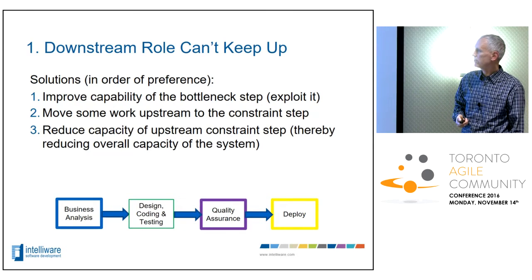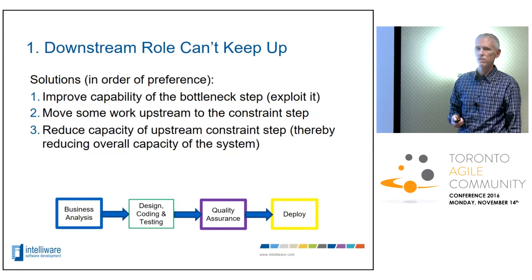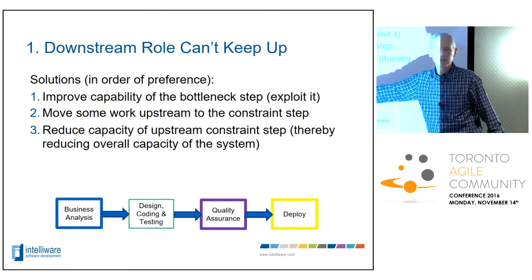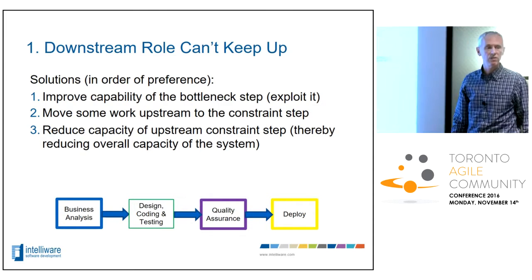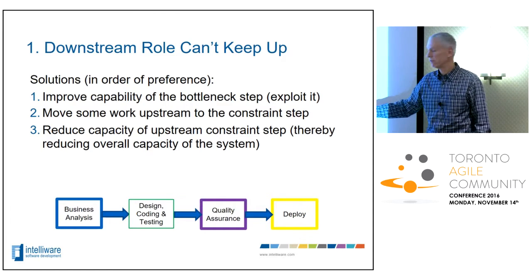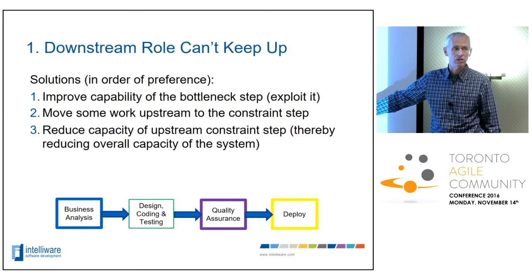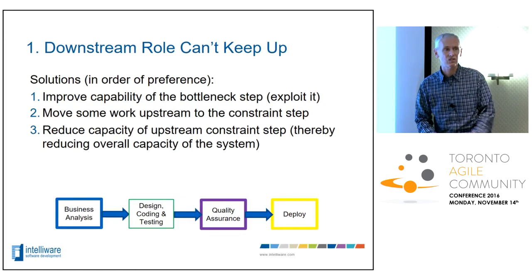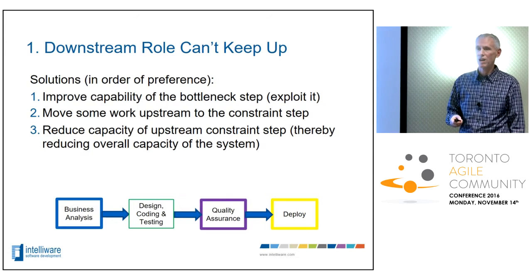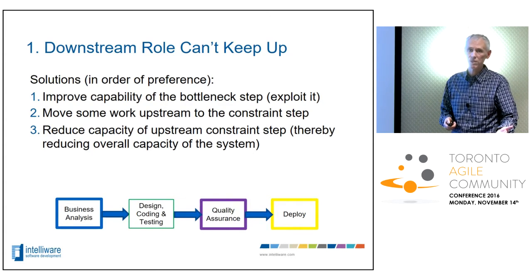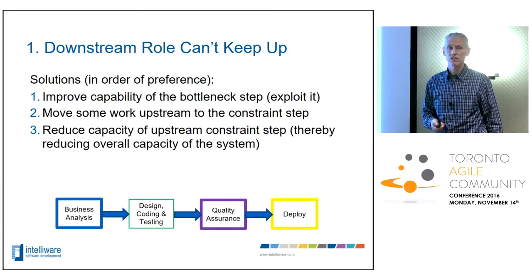Another way you could do this is just reduce the capacity of the upstream step. So you could reduce the capacity, for example, assume a lower velocity for development so that everything can get through QA. Of course, that will result in your overall capacity of your system slowing down, but at least you won't have QA getting all stressed out and doing a crappy job because they're feeling under pressure all the time. So that may be a way of improving performance, but you're going to lose some of your capacity.